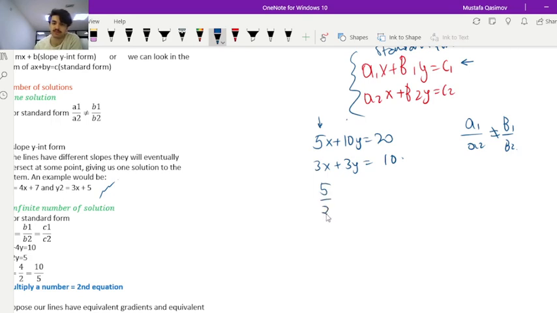5 over 3 is equal to 10 over 3. When we do cross multiplication, 20 is equal to 30, but it is not equal. That's why there is one solution for this one.